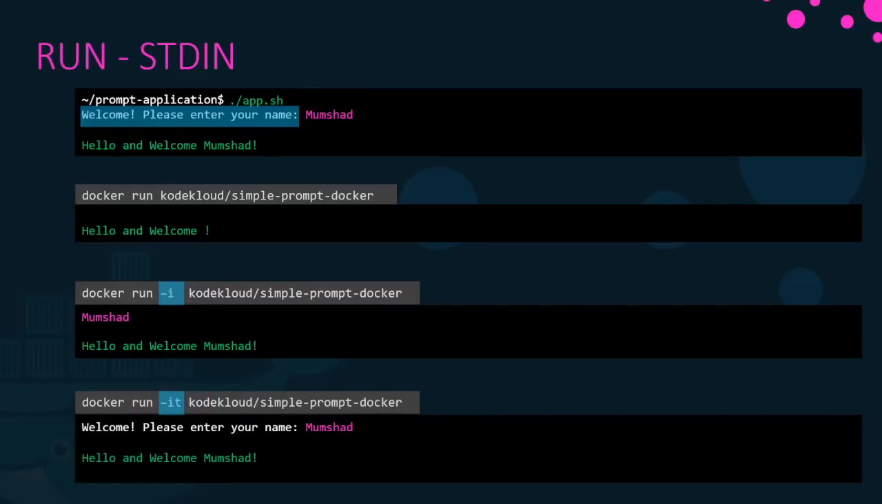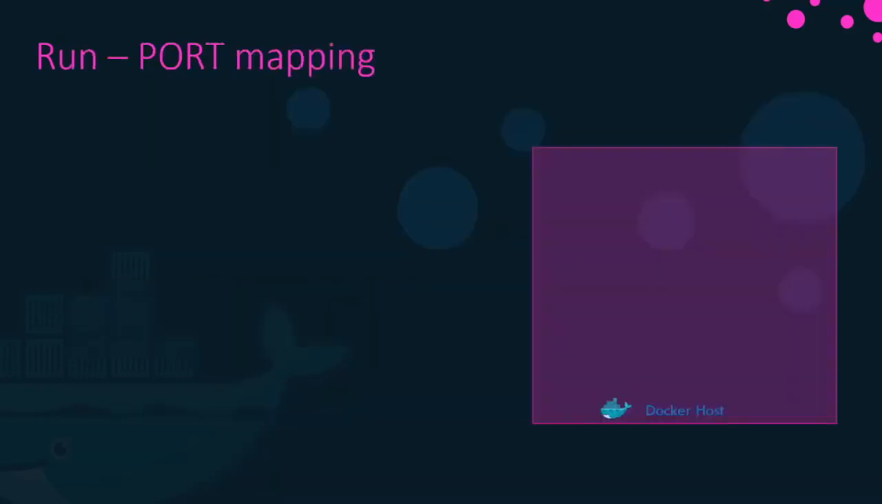So with the combination of -i and -t, we're now attached to the terminal as well as in an interactive mode on the container. We will now look at port mapping or port publishing on containers.